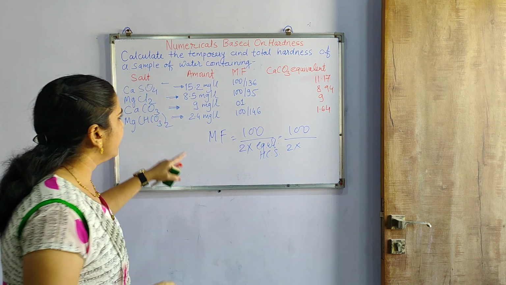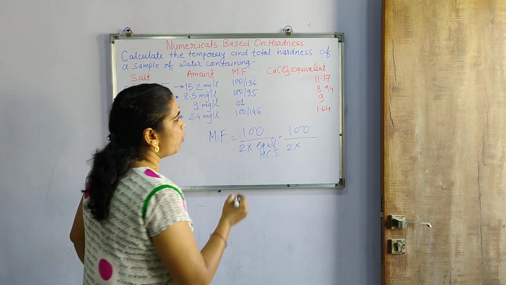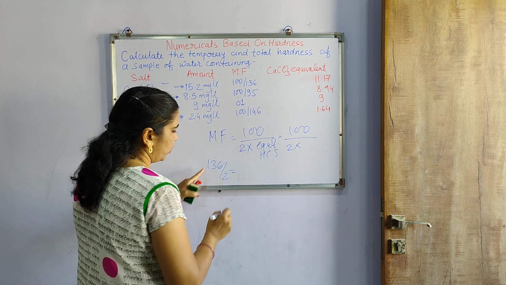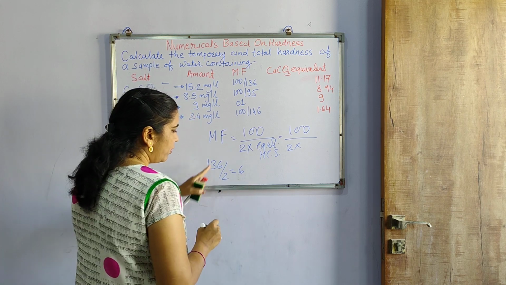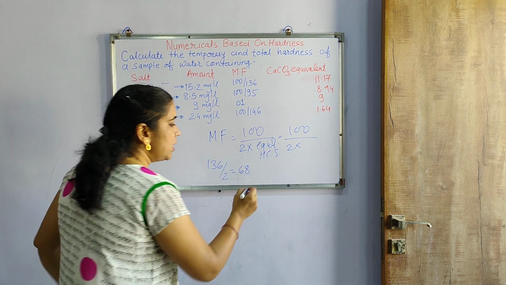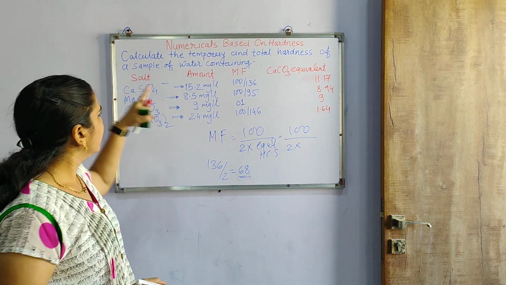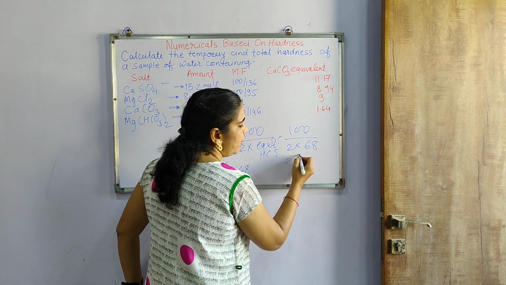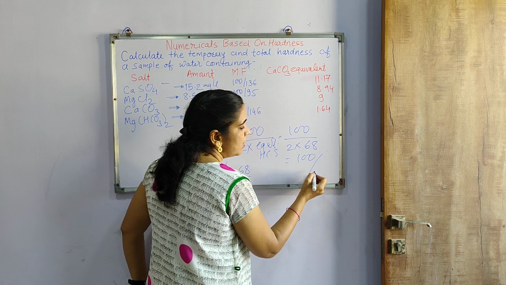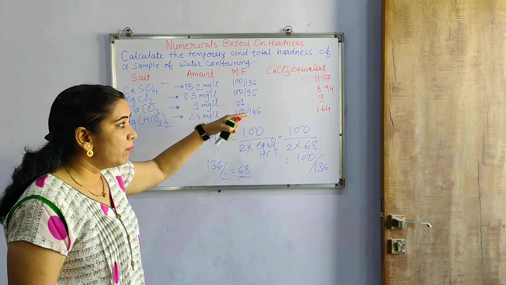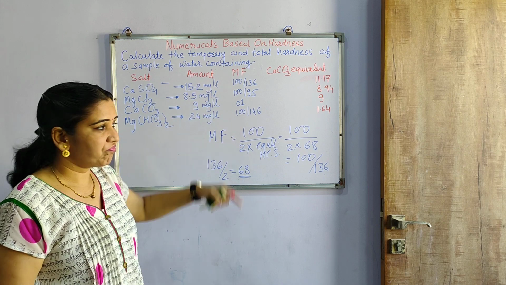For example, in case of CaSO4, its molecular weight is 136. So 136 divided by 2. 2 sixes are 12, 2 eights are 16. So 68 is the equivalent weight of this CaSO4. So we can write here 68. In this way we wrote here 100 upon 2 into 68, that is 136. In this way we have calculated the multiplication factor of each one.